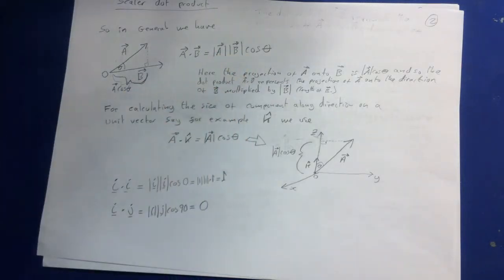So basically what we're saying here is the projection of A onto B is A cosine theta. And so the dot product, A dot B, represents the projection of A onto the direction of B multiplied by the length of B. This becomes particularly useful when one of the vectors is a unit vector, because a unit vector by definition has its size equal to 1.